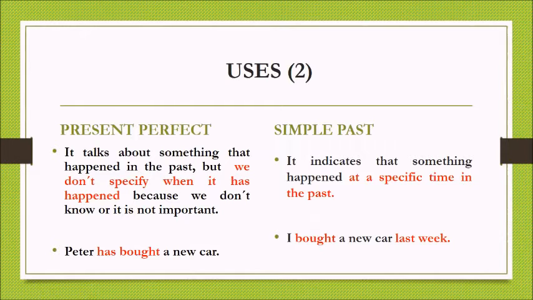The simple past is used to indicate that something happened at a specific time in the past. I bought a new car last week. Last week shows the time when we did this activity.